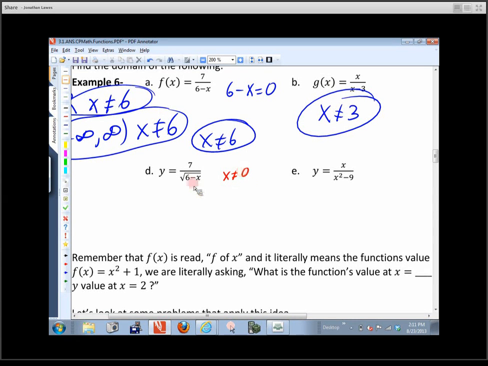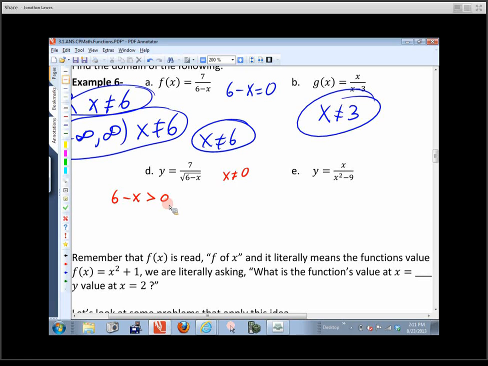And we've got to make sure that whatever this is, 6 minus x, we want to make sure that it's positive. How do you say positive using an inequality? Greater than 0. Okay, that's what we want. It can't even be equal to 0 because we already ruled that out, right? So our domain is going to be whenever this is bigger than 0, whenever it's positive.